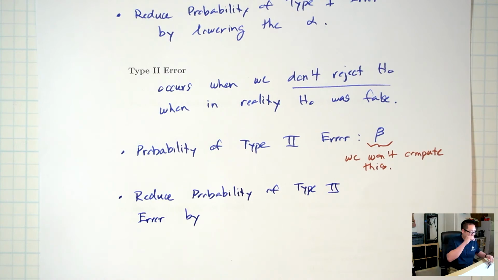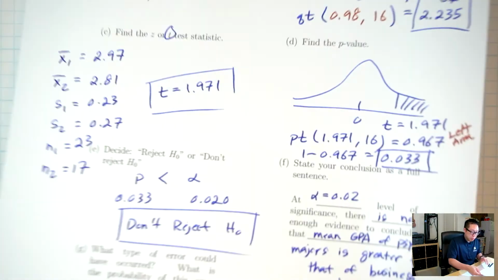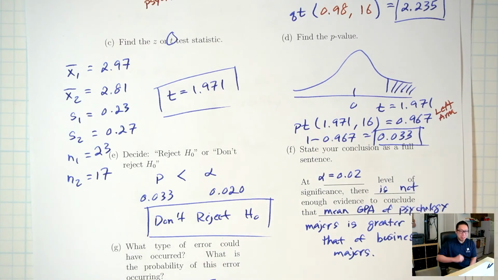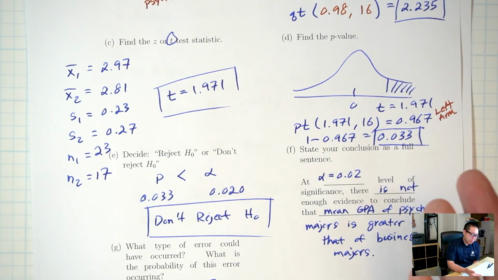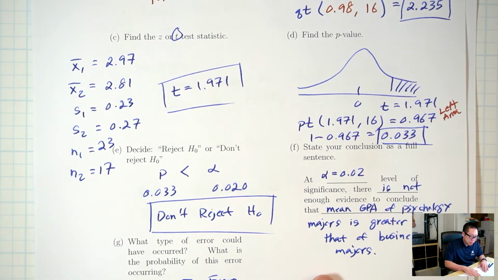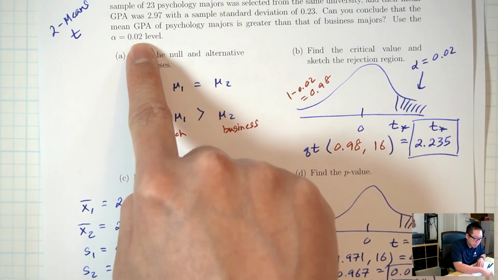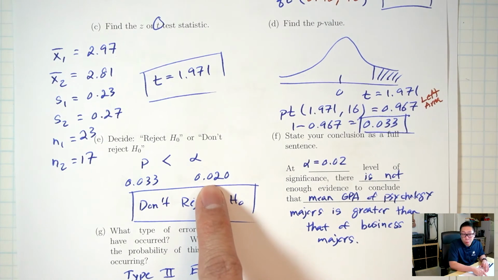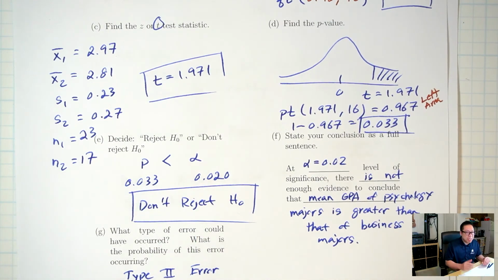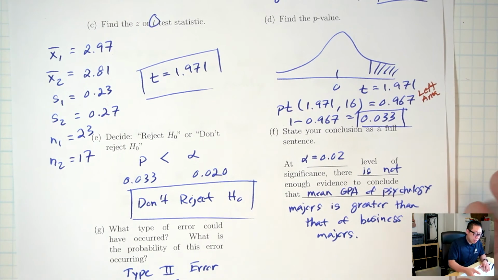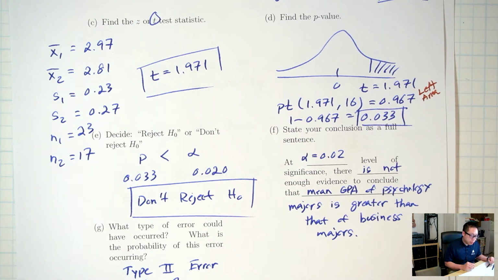Well, there's a dishonest way to do it. The dishonest way to reduce a type 2 error is, if the p-value is not low enough for you to reject, to pick a higher alpha. If I had picked an alpha of 0.04 instead of 0.02, it would now be a reject. But that's the dishonest way to do it. That's like looking at the answer first and then cooking it up so that you get a reject. So I'm not going to even write that down. The better way to do it is to increase your sample size.